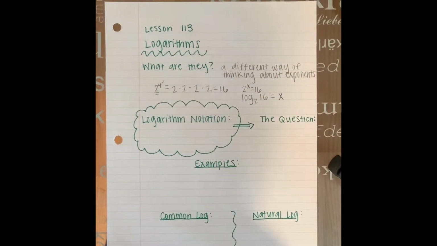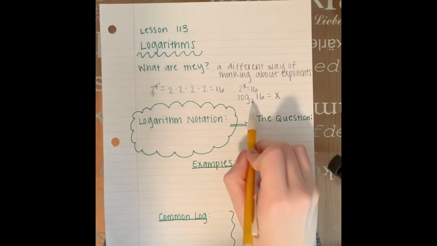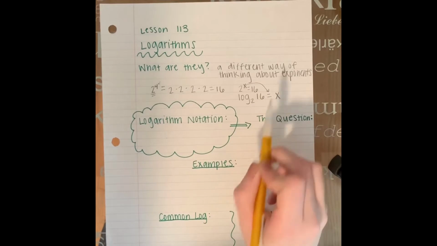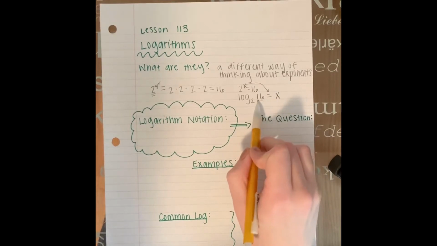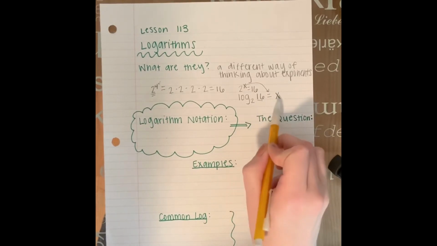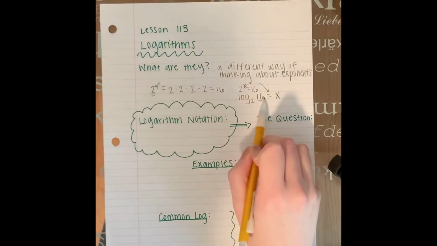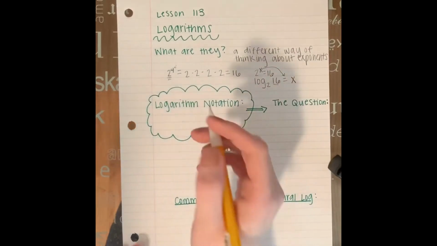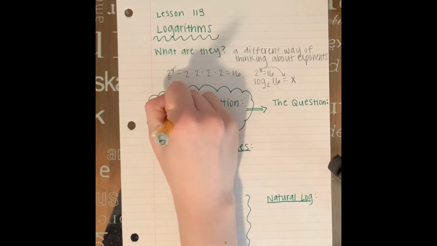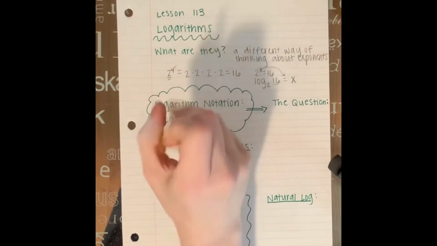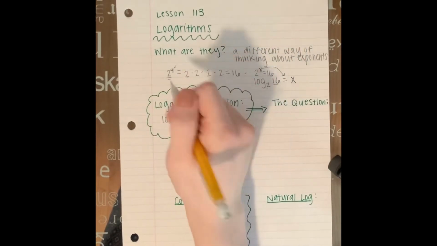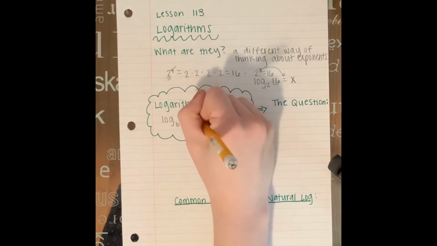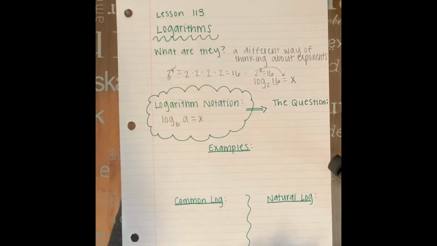Logarithms equal power. So look how this is related. 2 is my base, x is my exponent on that side, and 16 is my answer right here. 2 to the x power equals 16. This is what we call logarithmic notation. So here's what I mean by that. Log base A, well, we'll say base B, log base B of A equals x.